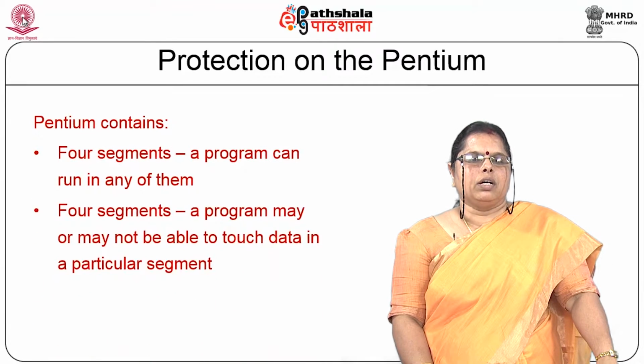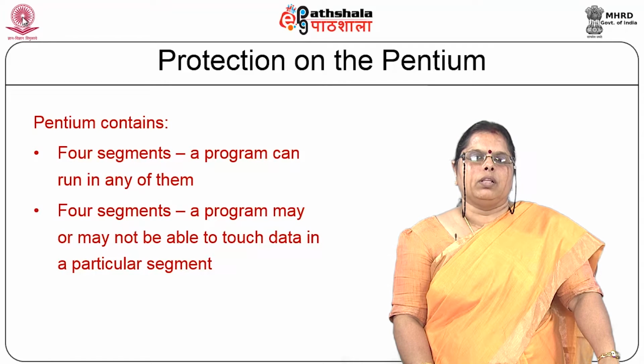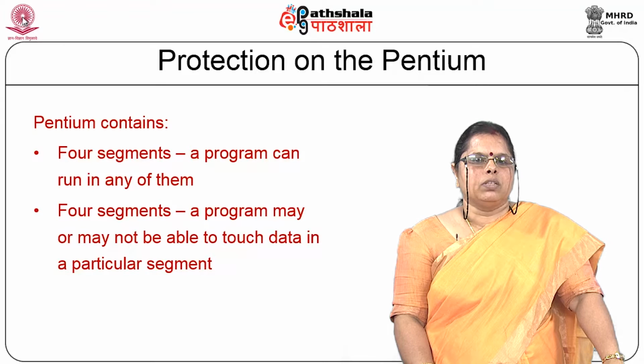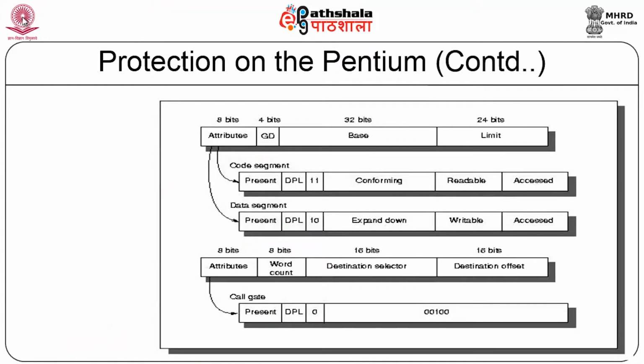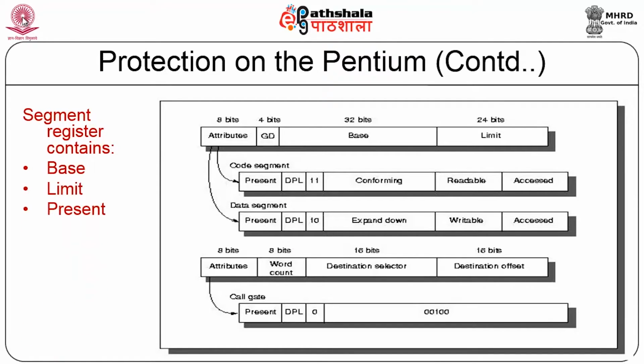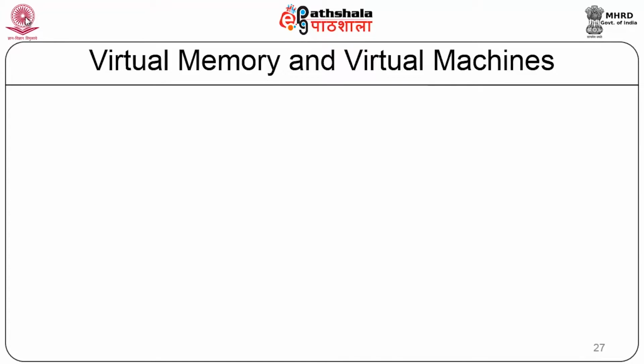As I mentioned earlier, the Pentium is an example that we are just briefly going to look at. The Pentium consists of 4 segments where a program can run in any of them, and a program may or may not be able to touch data in a particular segment depending upon its access rights. Both the OS and the architecture together implement all this. In this example, the segment register contains the base information, the limit information, the present bit, and whether it is readable or writable. All this information is available there.